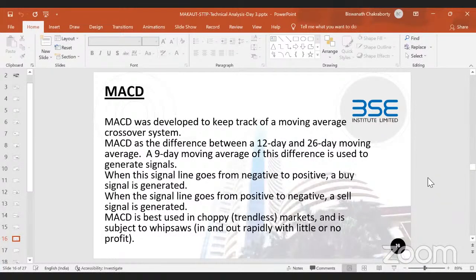To make it very simple, what is basically MACD? MACD is nothing but two moving averages. One comprises 12 days, another 26 days. And the average of 12 and 26 is nothing but a 9-day moving average. So let's see how it works.